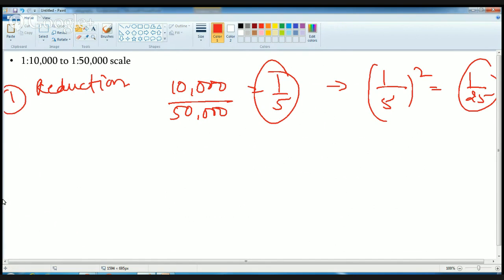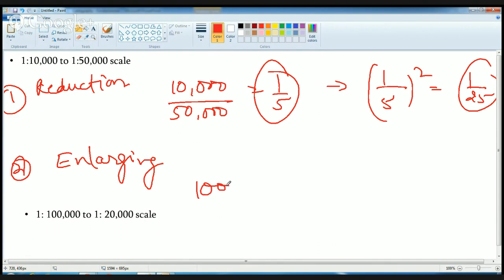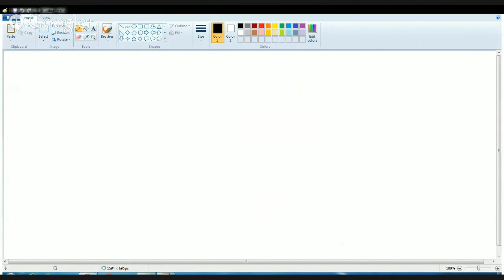Now the second case, when I am enlarging the map, what would happen? This is the scale. If I am enlarging it from 1 lakh to 20,000, what would happen? It would be 1 lakh by 20,000. So it would be 5. And 5 square would be the increase in the area, that is 25 times increase in the area. Now this is one of the simple things that I have talked about.